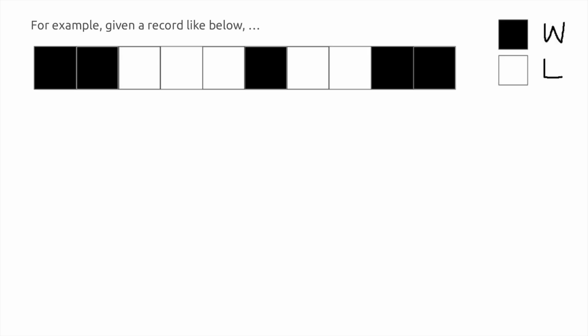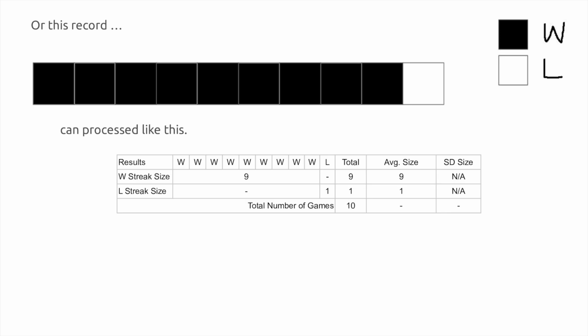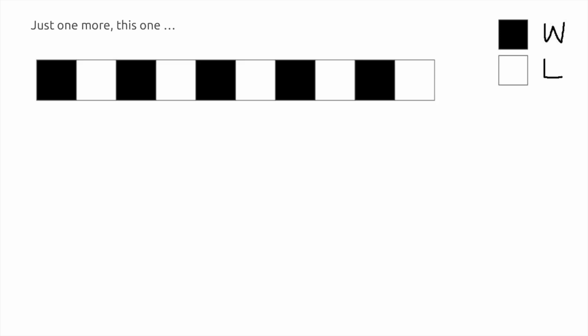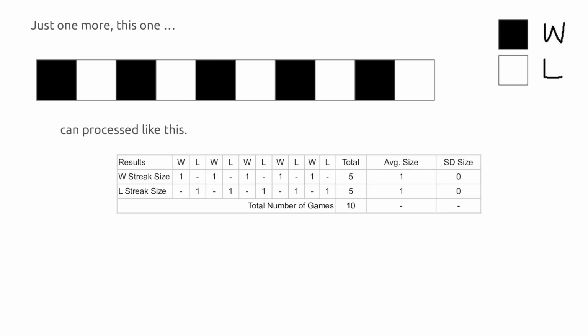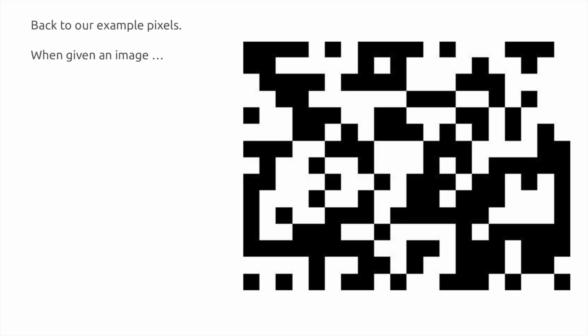For example, given a record like below, we can process it as this table. Or this record can be processed like this. And just one more, this one can be processed like this. Notice how the averages, or in this case the arithmetic means, have been calculated, and the standard deviations as well, wherever possible. Now, back to our example pixels.